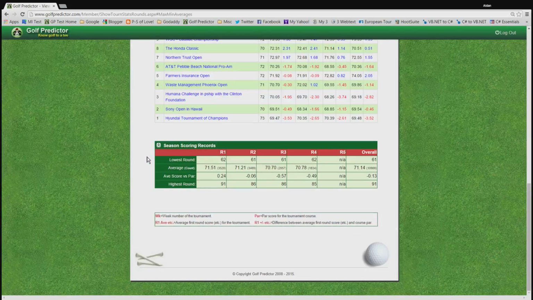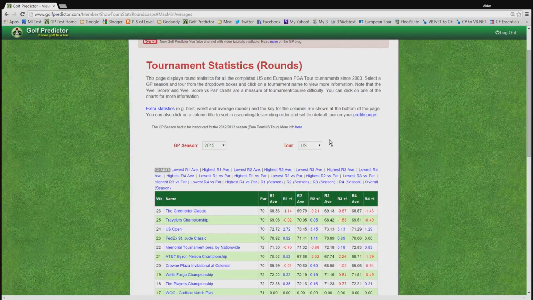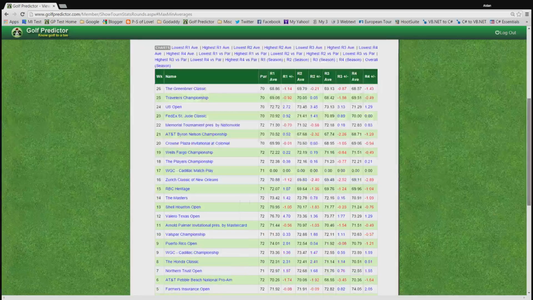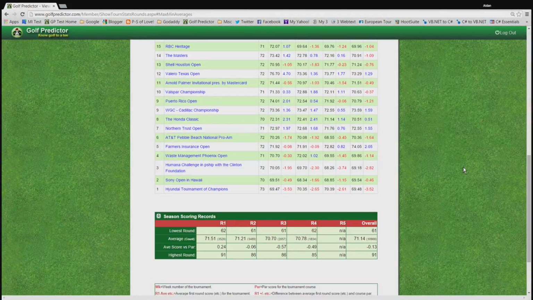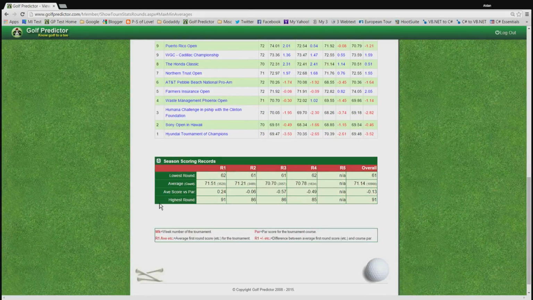those stats. So here you have a very useful table of the scoring records for the season in question. Again, the season is chosen from the drop-down list at the top of the page. So for the 2015 season, prior to this week's events, so that means everything up to and including the Greenbrier Classic, you can see the lowest and highest rounds in each round, the average round score and how many rounds were analysed, and also see the average score versus par for each round for the season thus far. So there's a wealth of useful information here.